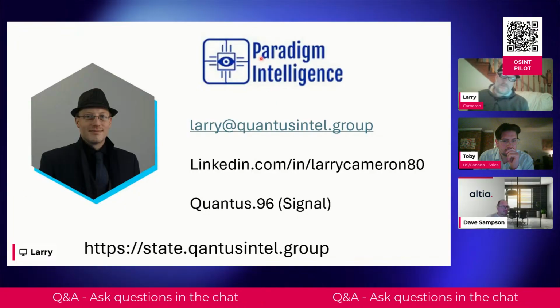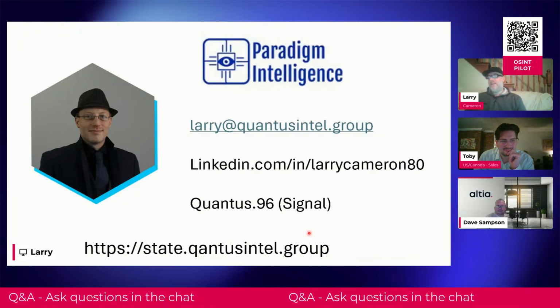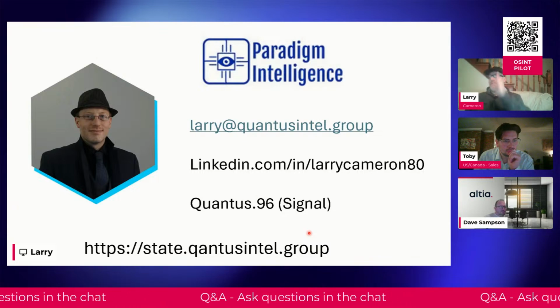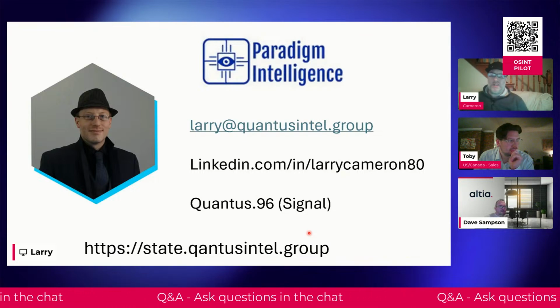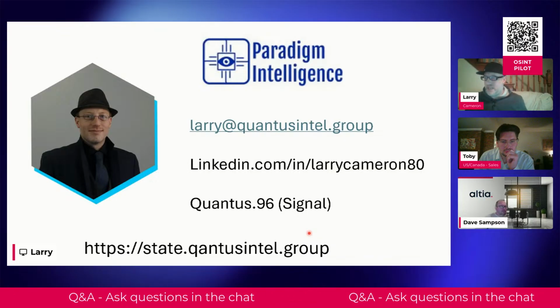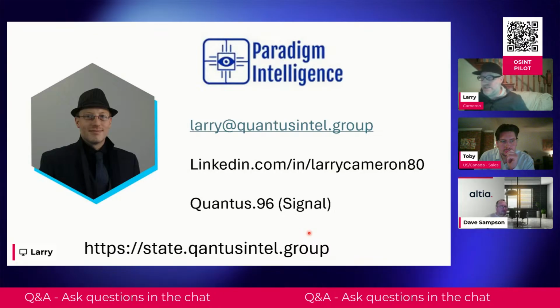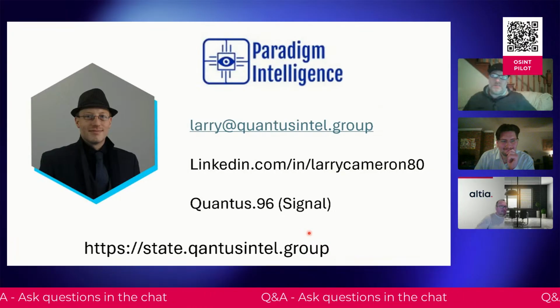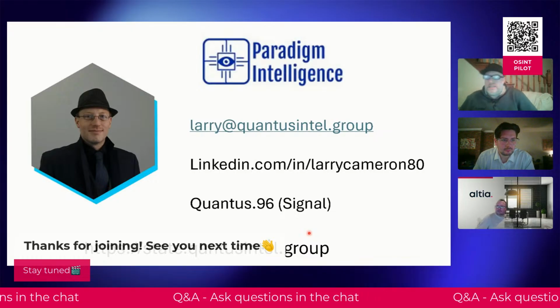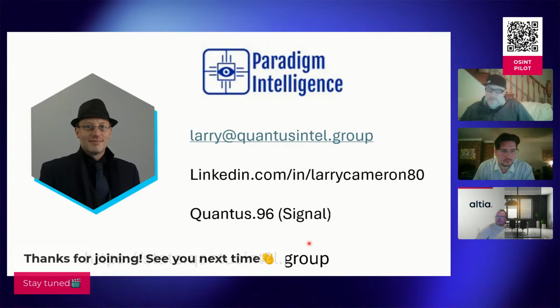And if anybody liked the KK Park one, remove the KK Park at the end of this URL, state.quantusintel.group, and I have a launch pad for some of the nation states, and I have some ratings for some lower ones. So it'll cover Russia, China, Iran, and DPRK for North Korea.